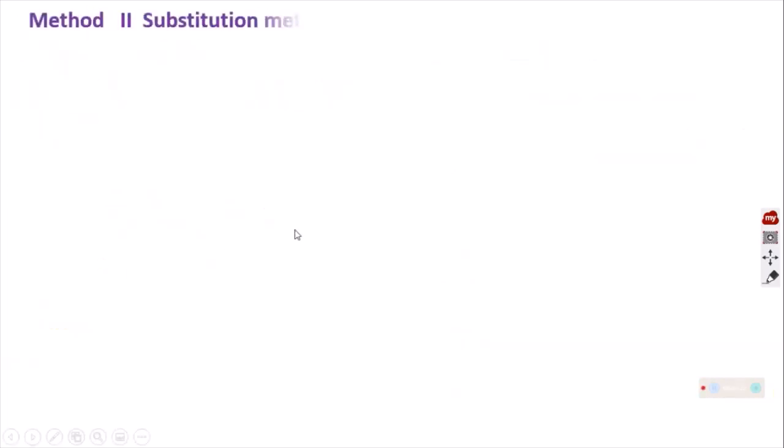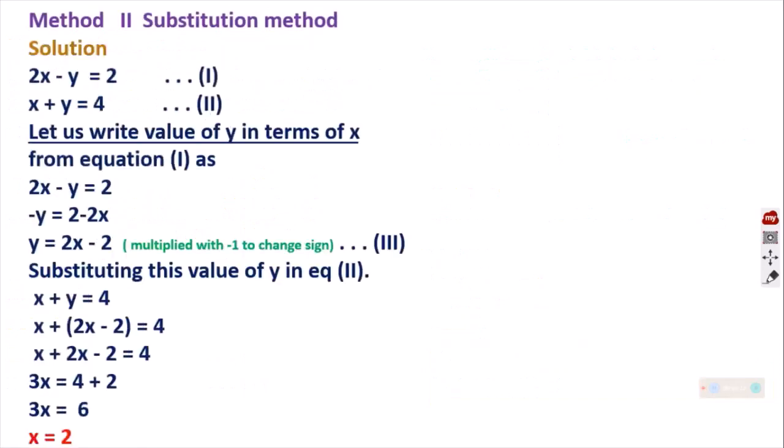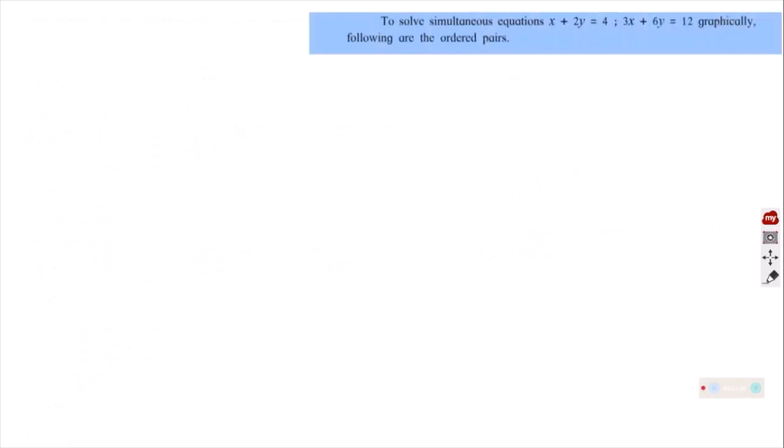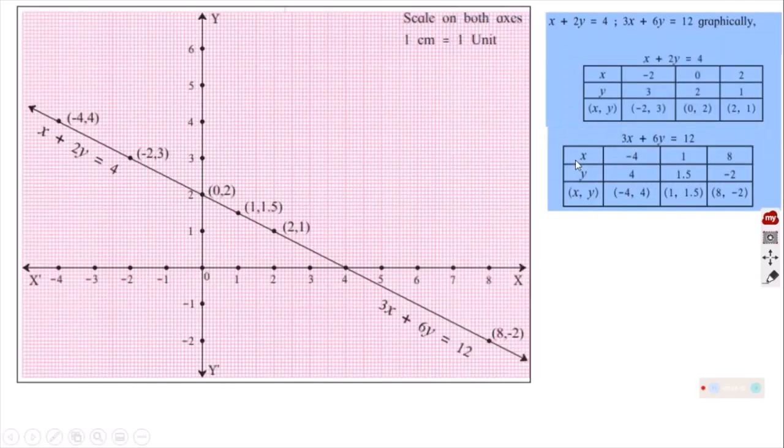Then again we did that in another, the substitution method. Then also we got y is equal to 2, x is equal to 2. That means after doing the elimination method, substitution method, and graphical method, we got the same answer. Understood? This is from your textbook.